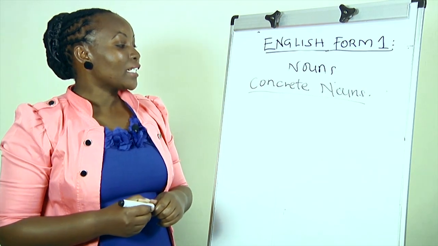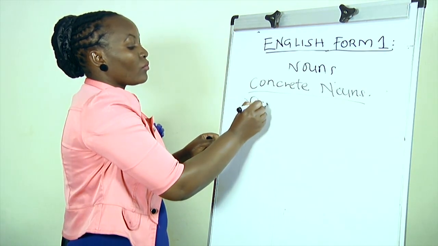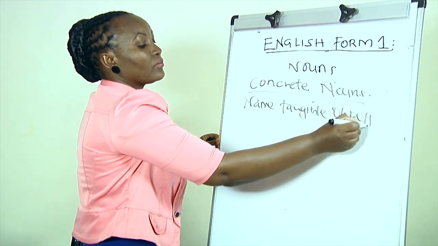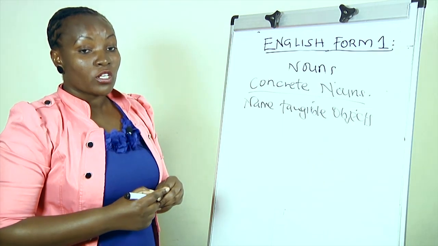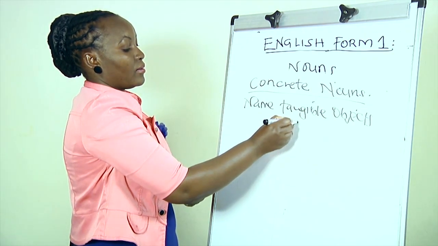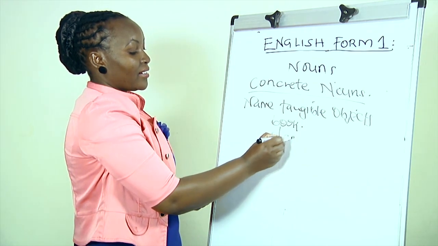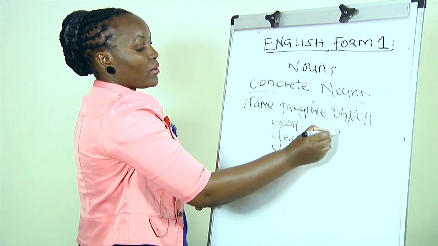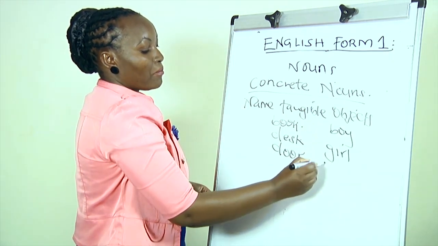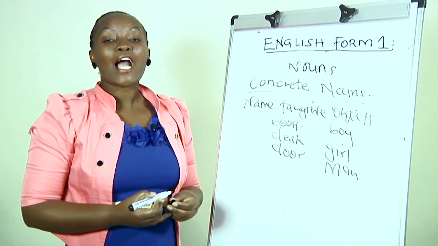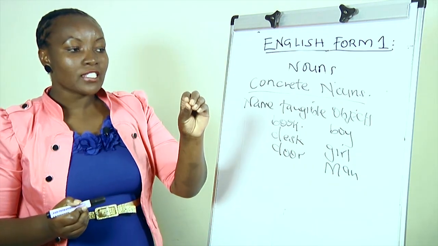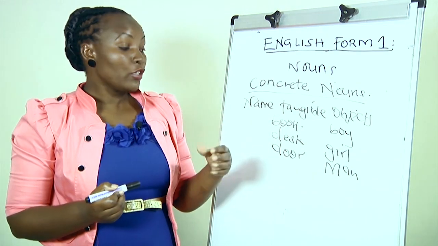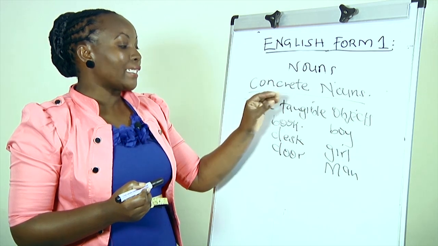So what we are saying is that concrete nouns name tangible objects. For instance, you can touch a book. You can touch a desk. You can touch a door. You can touch, for example, boy, girl, man. All these are concrete nouns. They are things you can use your hands to verify, to touch. So it means that, for example, you can say this book is blue. So if you can see the book, then that one is a concrete noun.